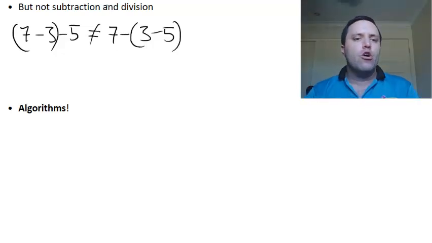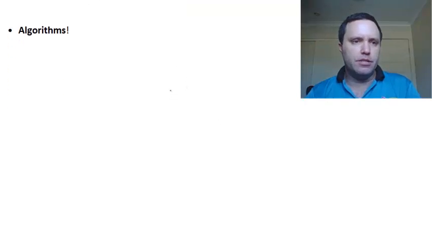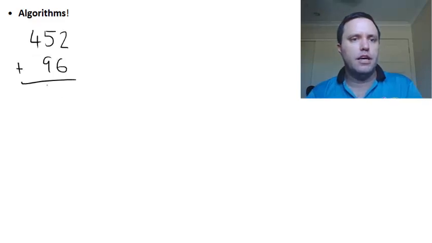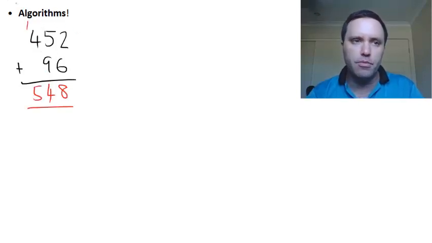Right, let's take a super quick look at some of these algorithms that you have probably seen before, but just going to fly through them. Remember our addition algorithm, so if I had 452 plus 96, we add down the column. 2 plus 6 is 8. 5 plus 9 is 14. Carry the 1. 1 plus 4 is 5. You're probably super familiar with that.